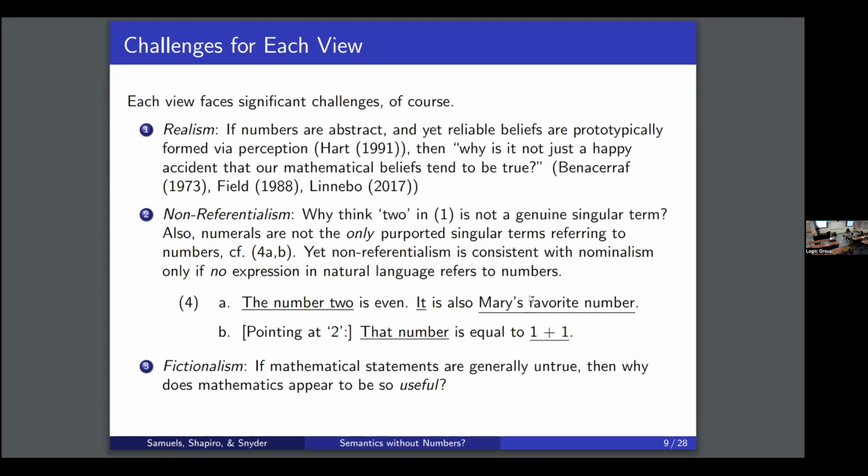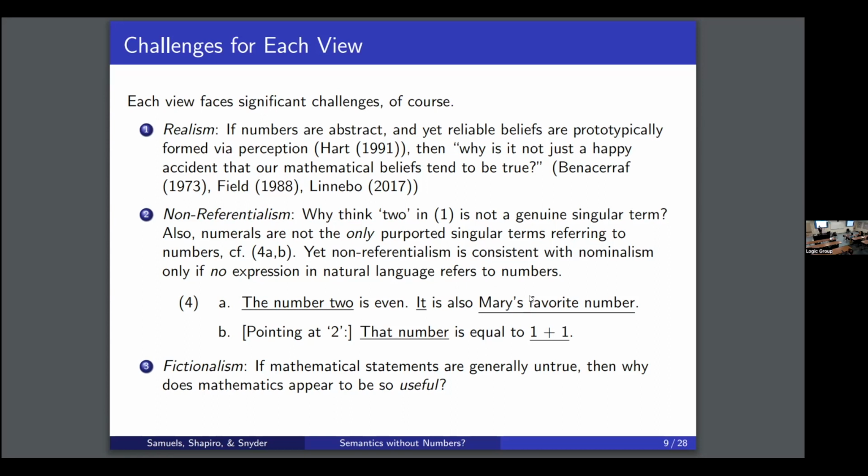Furthermore, English isn't the only language, obviously. So if you really want to defend nominalism and you want to be a non-referentialist, you've got to defend a very, very strong thesis. Namely, there are no singular terms representing numbers in any natural language whatsoever. And I don't know of anyone who's defended that claim.